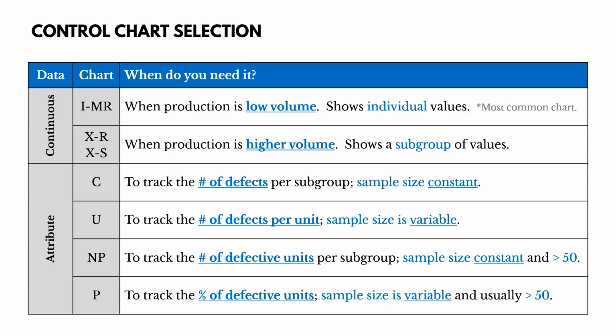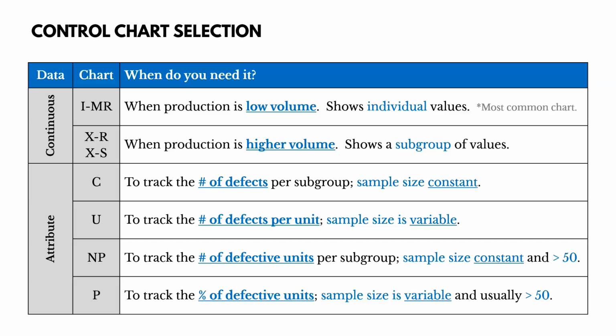Now, when production is a little bit higher volume, you could use the X bar R or the X bar S chart. And it's going to show, instead of individual values on your chart, a subgroup of values and then the average of those values. Okay, so those are the most common types for continuous data. Now, when it comes to the X bar R, the R stands for the range and the S is for standard deviation. And we'll talk about that a little more later. This is just giving you an overview of these charts.